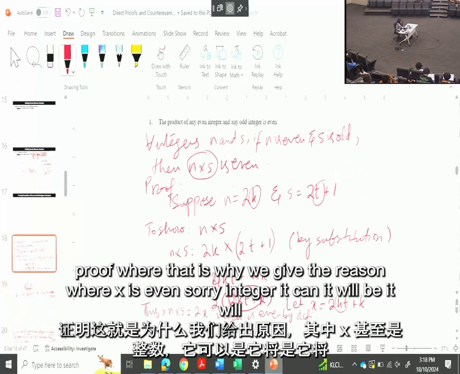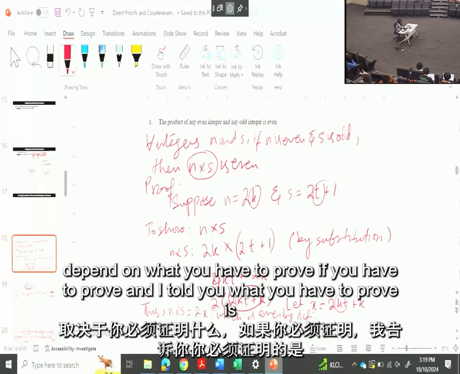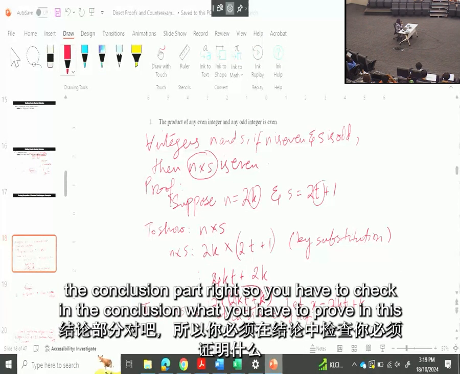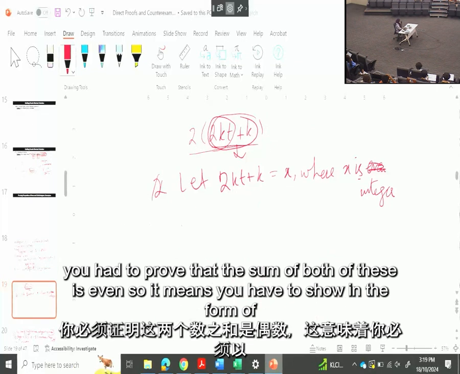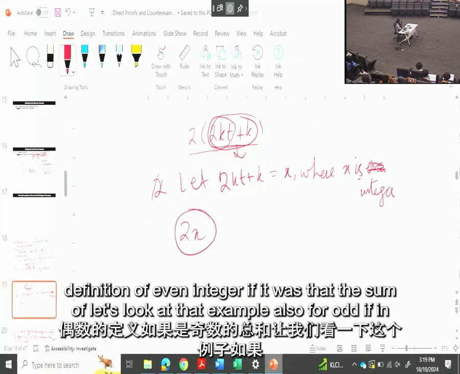It will depend on what you have to prove. If you have to prove, and I told you, what you have to prove is the conclusion part, right? So you have to check in the conclusion what you have to prove. In this, you had to prove that the sum of both of these is even. So it means you have to show it in the form of the definition of an even integer.